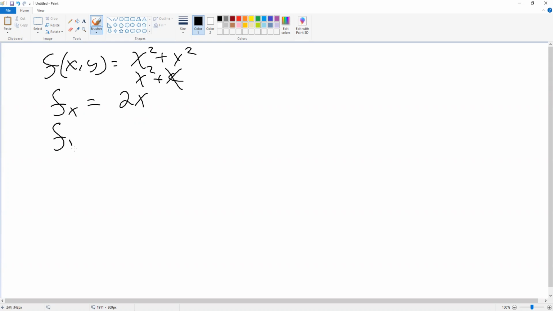Now, if I take the partial with respect to y, well, x is my constant, right? Which means x drops out of the picture. And what's the derivative of y squared? 2y. The cool thing is it's just 2y. You don't have to do a dy dx.